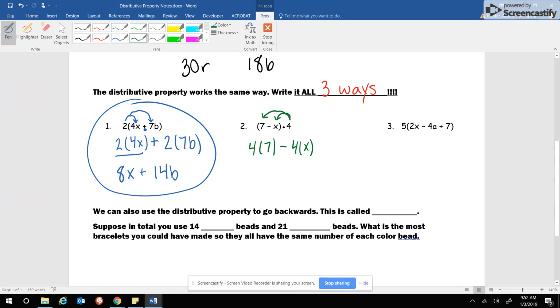And then I can actually solve this. 4 times 7 we know is 28. Keep the subtraction, and then 4 times x is just 4x. So all 3 of those are equivalent.